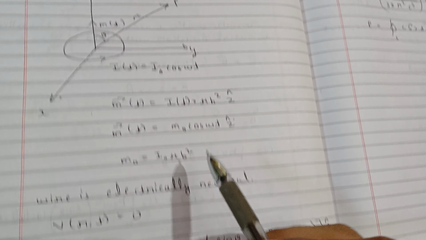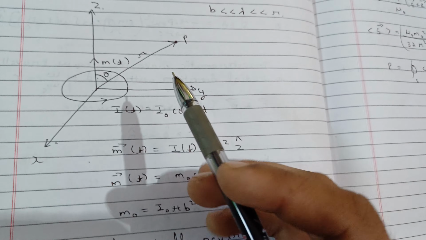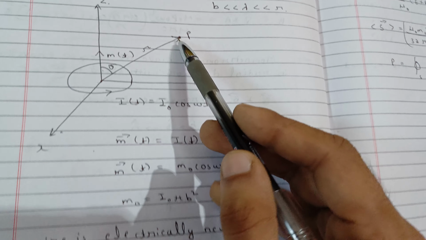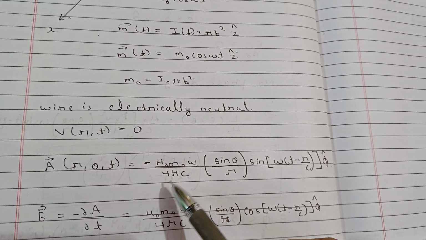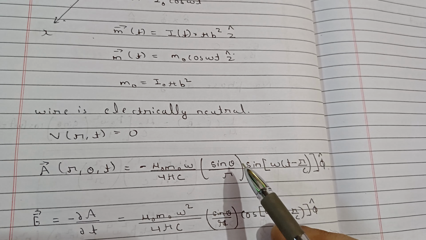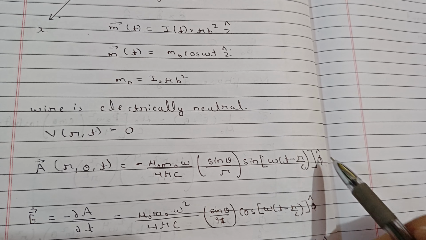The wire is electrically neutral, so the scalar potential at this point will be 0. But the vector potential will be this, so you must remember this expression: minus mu naught m naught omega by 4 pi c, sin theta by r, sin of omega t minus r by c, phi cap.